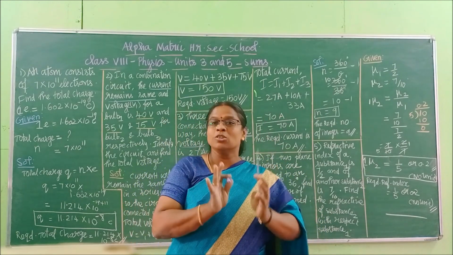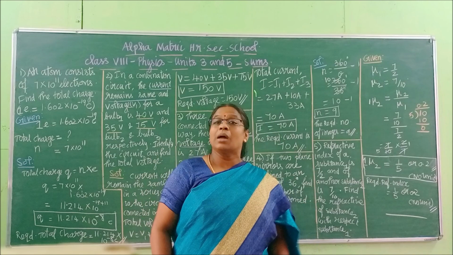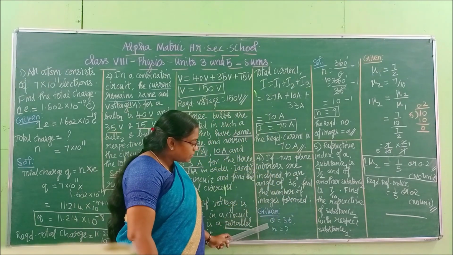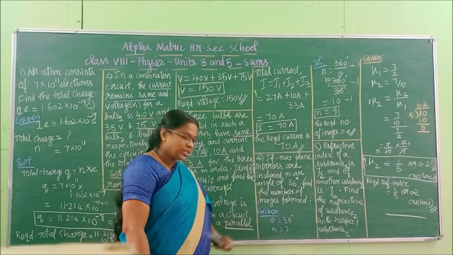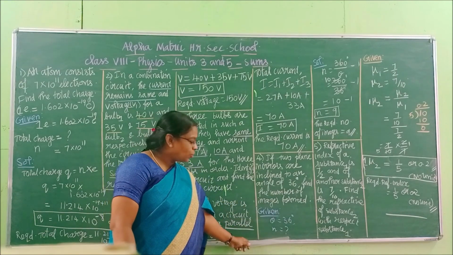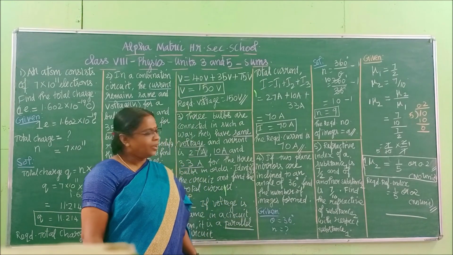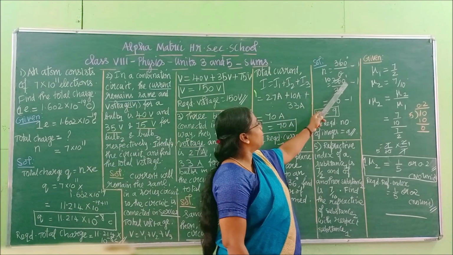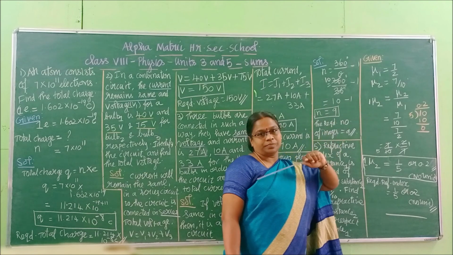Using mirrors we used one car and found out the number of images. That concept here. So what is the given value? Theta is equal to 36. N is equal to question mark. Right? So now what is the formula? N is equal to 360 degree by theta minus 1.